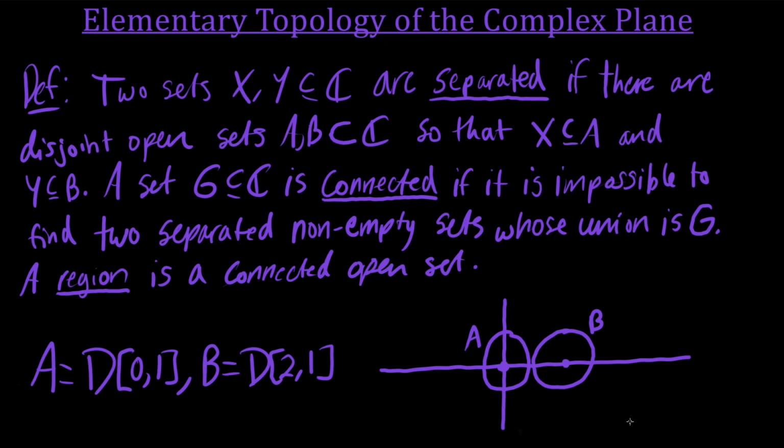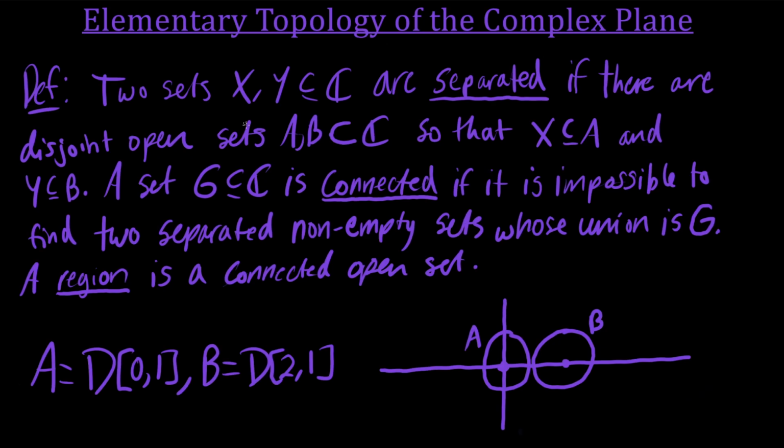However, are A and B disjoint? Well, the only possible place that A and B could be touching is on their boundaries, right? And since A and B are open disks, they don't contain their boundaries, and so A and B must be disjoint. So now that we know that A and B are disjoint open sets, the question we need to answer is, are X and Y subsets of A and B?